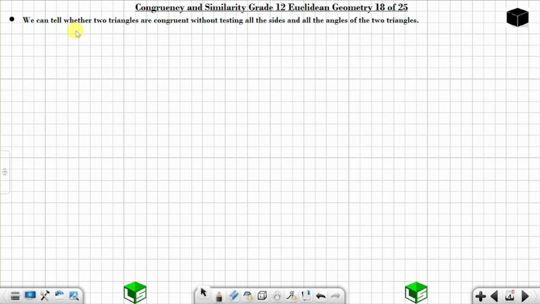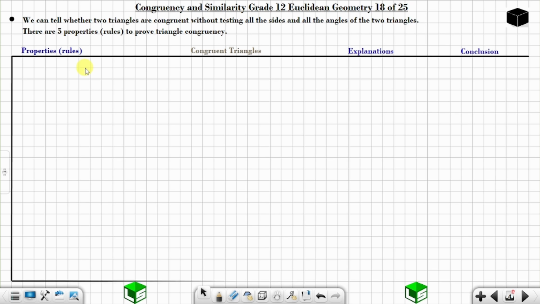We can tell whether two triangles are congruent without testing all the sides and all the angles of the two triangles. Okay, so there are 5 properties or 5 rules to prove that two triangles are congruent. We are going to see those 5 properties. So we are going to have our table.